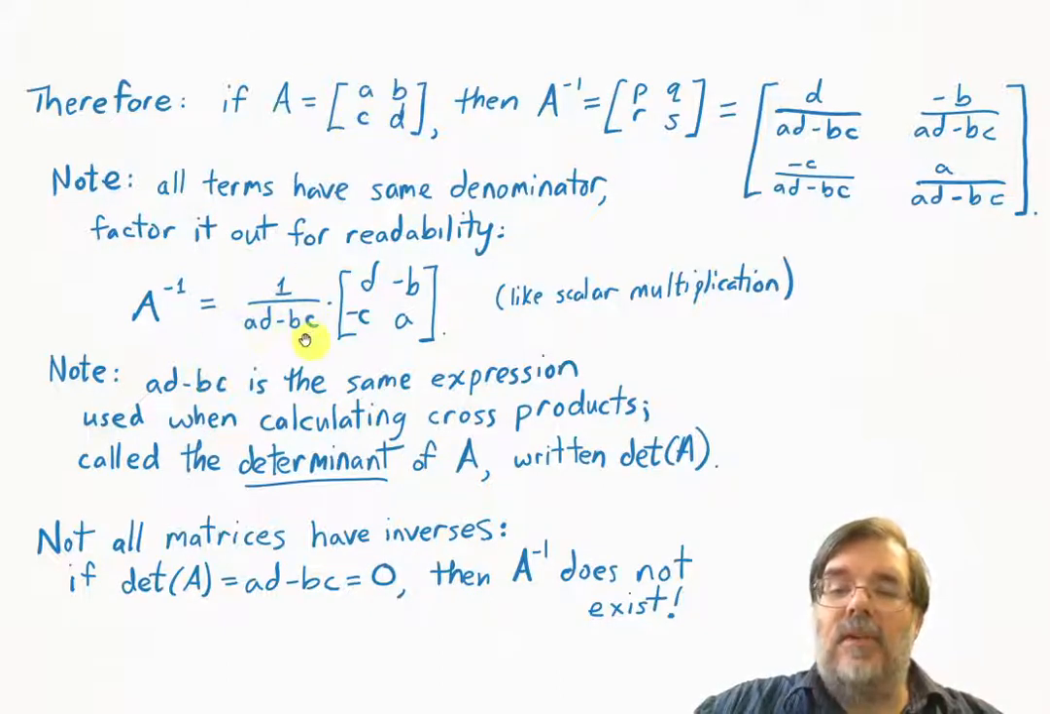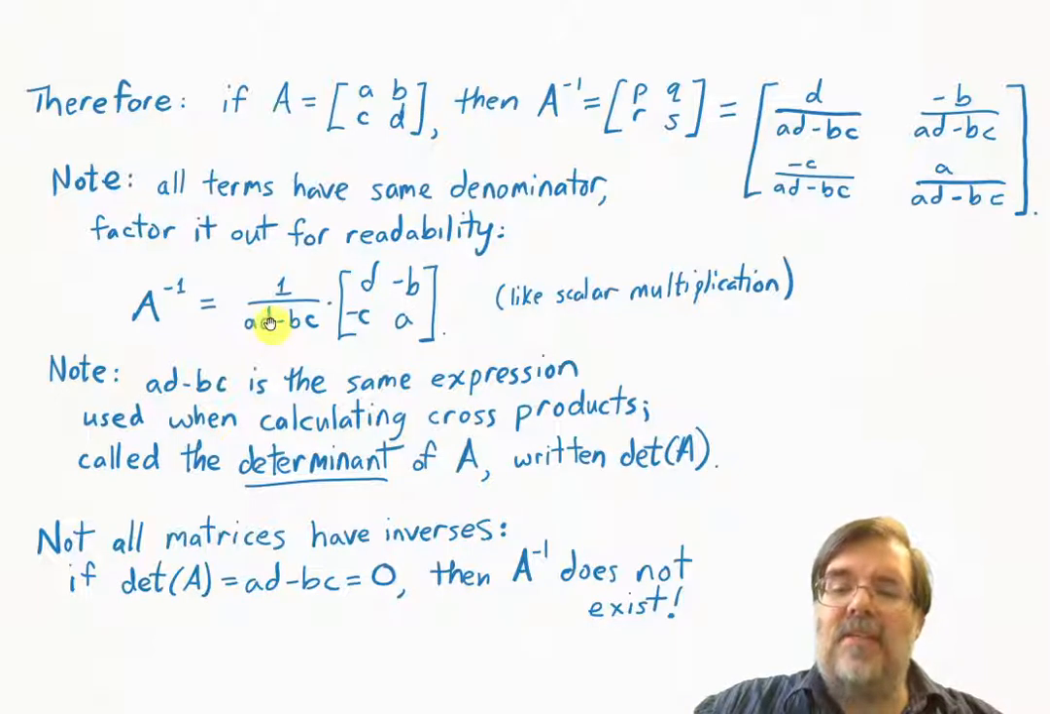Right, so this expression comes up a lot when we're working with matrices. It's called the determinant of a matrix. And sometimes it's written as DET of A. Right, so the determinant of a matrix, at least in the 2x2 case, is A times D minus B times C. One other important thing to note is that something could go wrong with this formula.